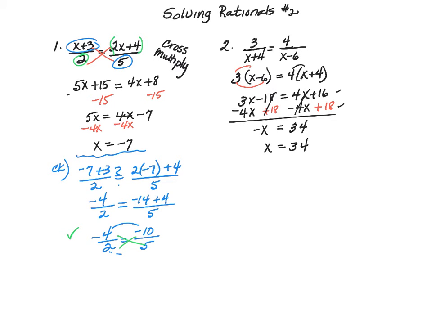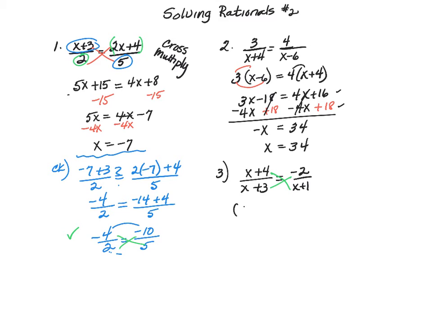Let's try the last one. Number 3 will be our last one. It's going to be (x + 4) over (x + 3), and that's going to be equal to negative 2 over (x + 1). How do we solve these? Every time, same thing, we're going to cross multiply here and here.